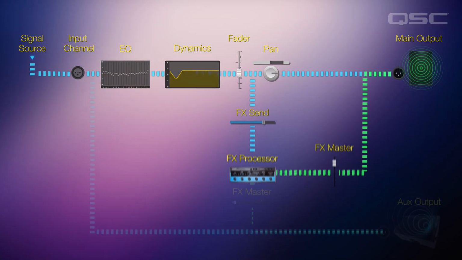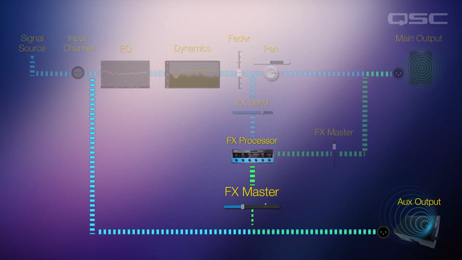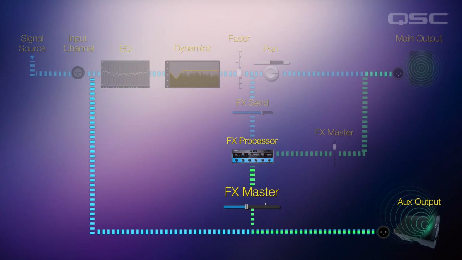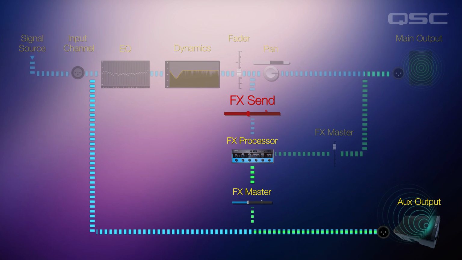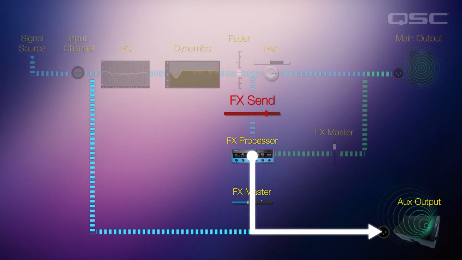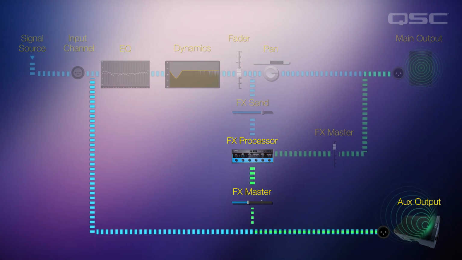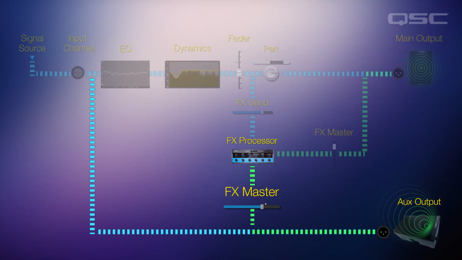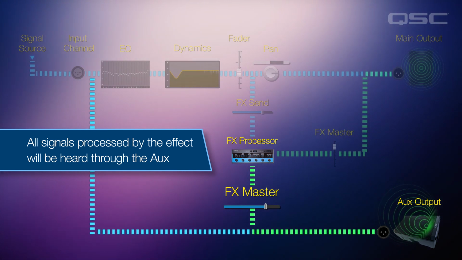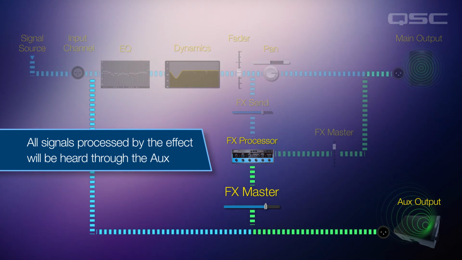Just like in our main mix, the effects master fader is going to control how much of the effect is heard in the aux. Unlike in our main mix, however, we can't control how much of each instrument is being sent to the effect. The signal is simply sent from the effect engine to the aux output. Furthermore, if we bring up an effects master fader in an aux, any instruments that are being delivered to that effect are now going to be heard in that aux through the effect. This is important to note.